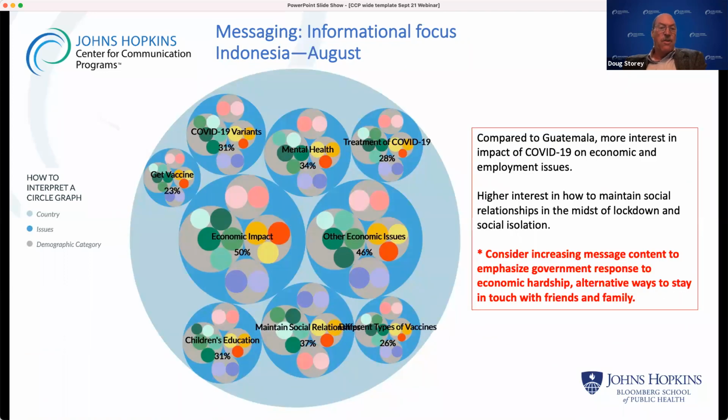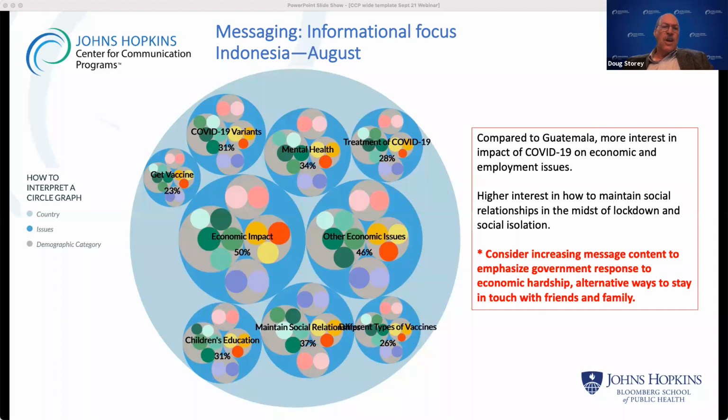In comparison, here is a snapshot of the informational topics that people from Indonesia most want to have. And this comes from the August data. And you can see that compared to Guatemala, the information that people most want to have is how to deal with economic impact and employment issues. These were not as important to audiences in Guatemala. There's also a relatively higher interest in Indonesia on how to maintain social relationships in the midst of the lockdown and the social disruption that COVID has caused.